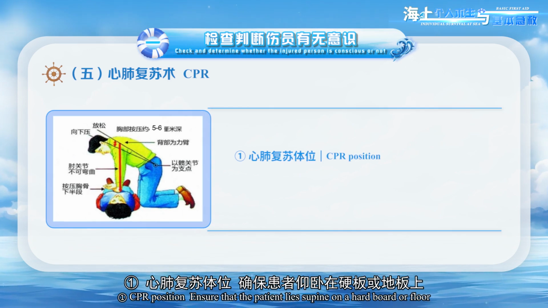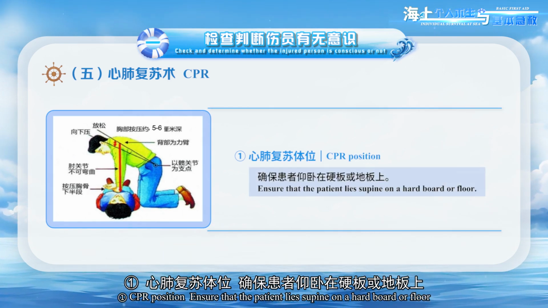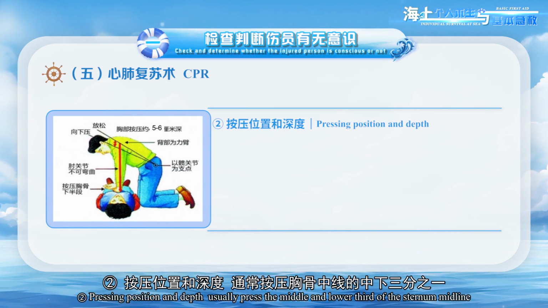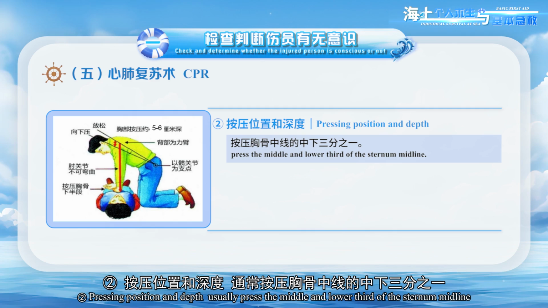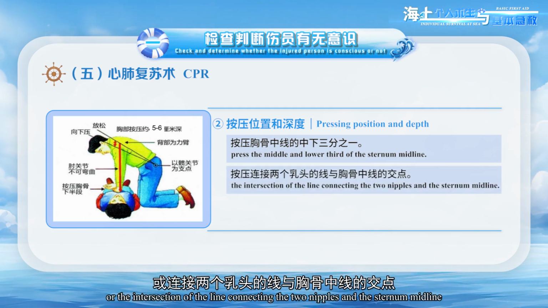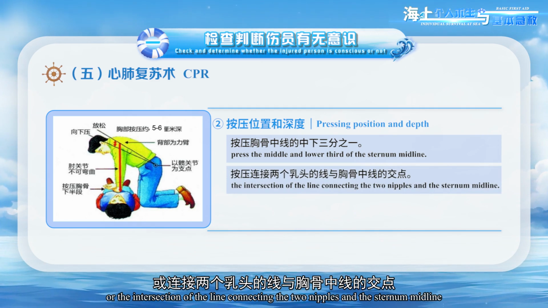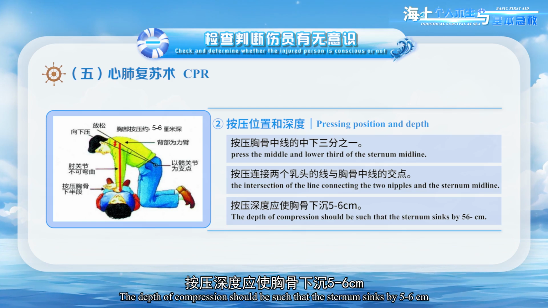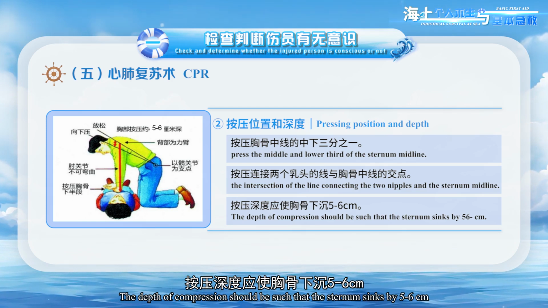CPR position: ensure that the patient lies supine on a hard board or floor. Pressing position and depth: usually press the middle and lower third of the sternum midline, or the intersection of the line connecting the two nipples and the sternum midline. The depth of compression should be such that the sternum sinks by 5 to 6 centimeters.